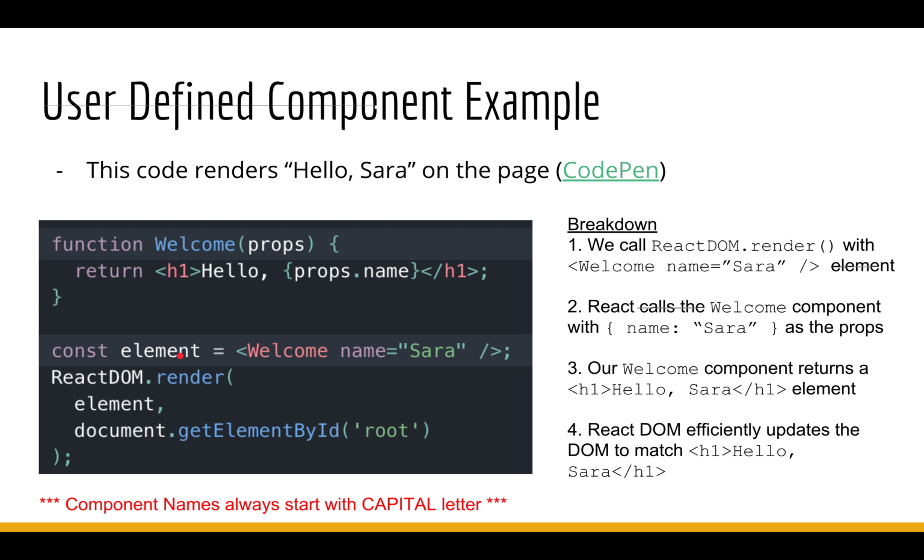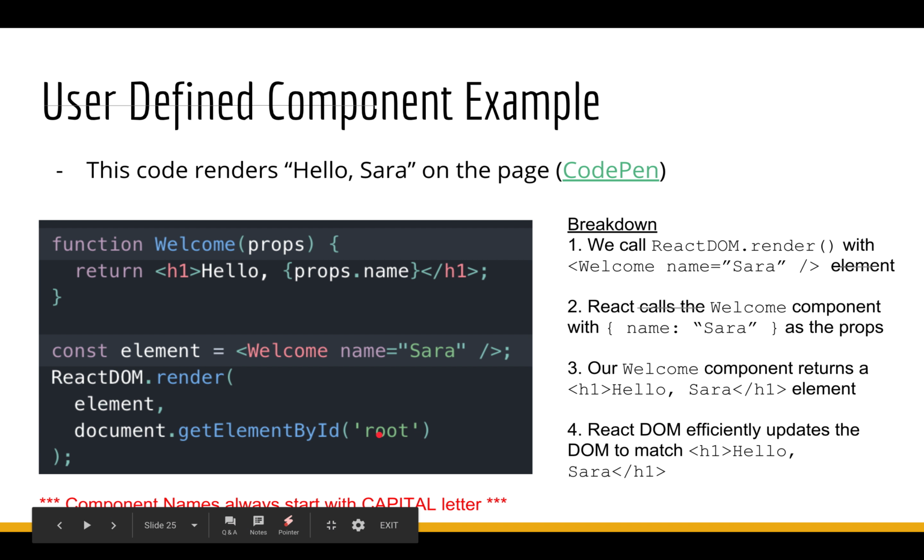Now here on this line, we are actually using JSX and we're creating a React element and saving it in the variable called element. And then here what we're doing is we're using React DOM.render, and we're rendering our element into our DOM root node. And at this point, it's worth mentioning that, as you can see here, component names always start with capital letters. That's a rule.